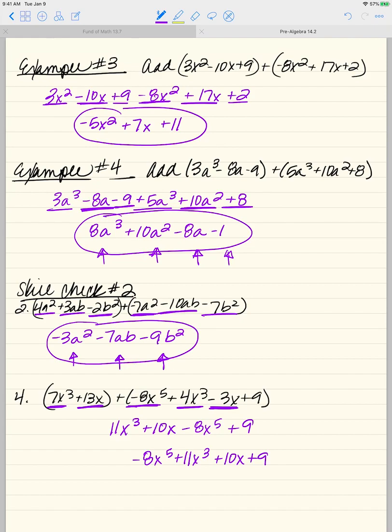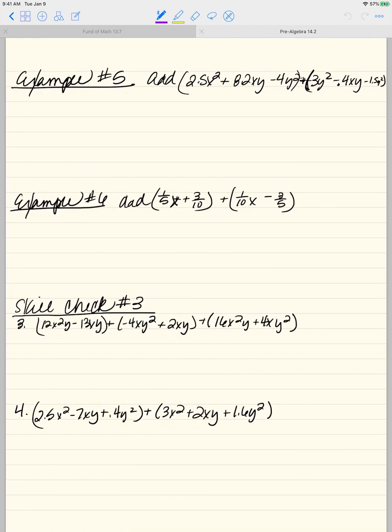I'd like you to try and tackle number 1 and number 3. Number 1, you should get x squared minus 8x plus 1. And number 3, you should end up with x to the 4th plus 2x cubed minus 4x squared plus 8x minus 22. That's a long one.